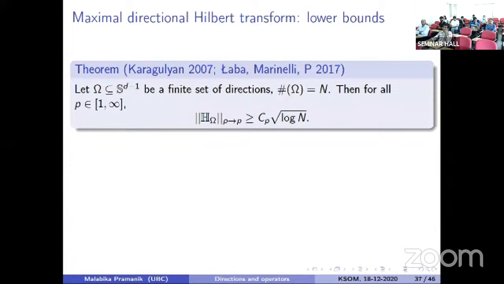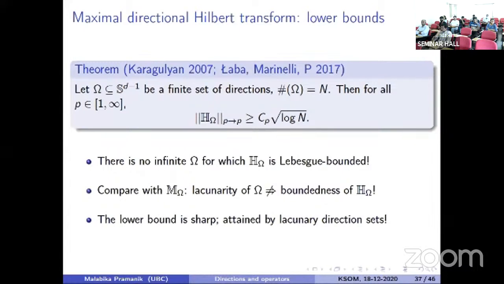A result that I have found especially intriguing is that of Karagulian from 2007 for p equal to 2 and in dimension 2. Later, in joint work with Izabella Laba and Alessandro Marinelli, we generalized this to all p and all dimensions. The result says that if omega is a direction set consisting of capital N elements, then for any p between 1 and infinity, the L^p operator norm of the maximal directional Hilbert transform is bounded from below by square root of log N.